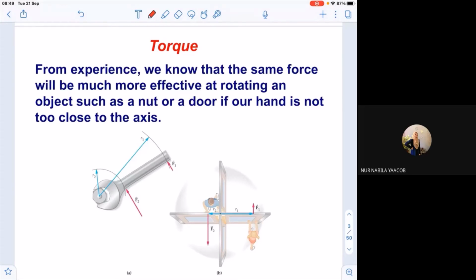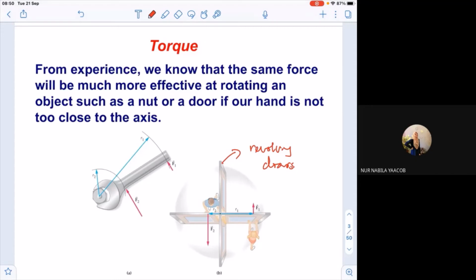So what actually is torque? Try to imagine this. It's very good to imagine when you try to go around a revolving door. This is what we call a revolving door. Pintu yang boleh berpusing ni, revolving doors.